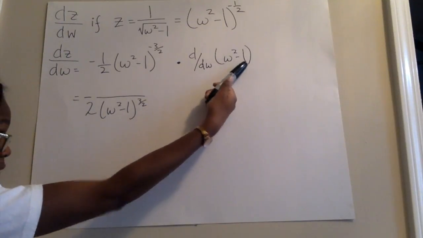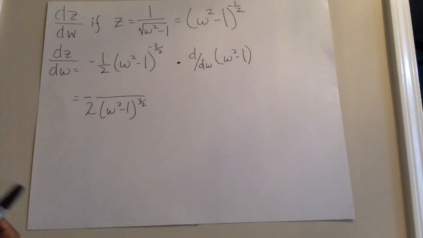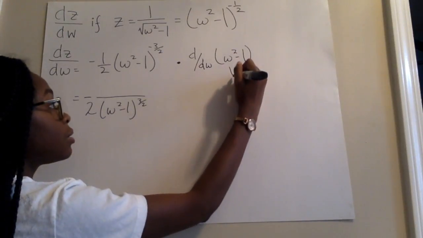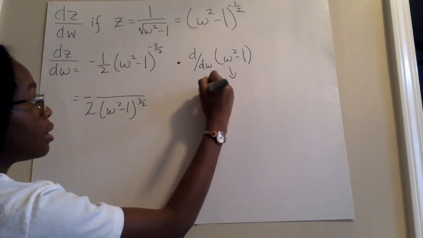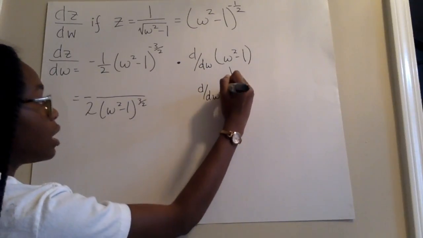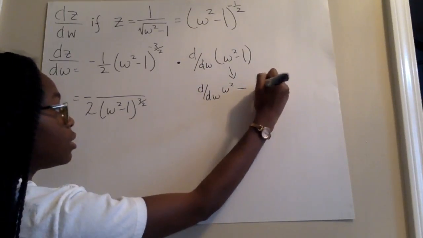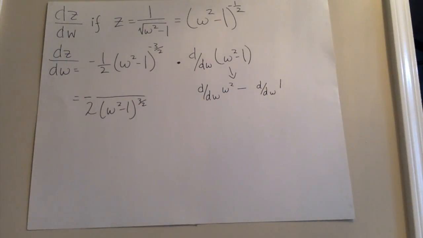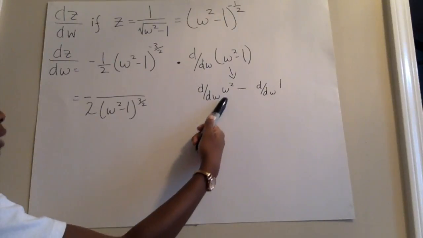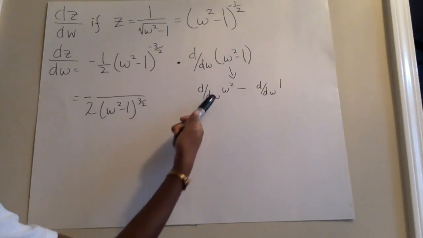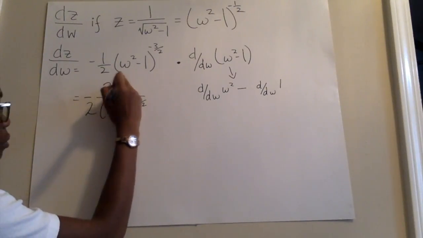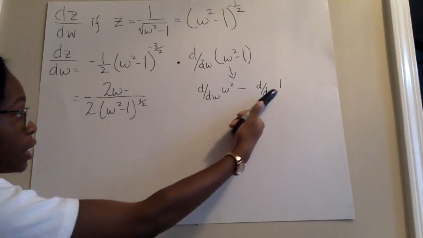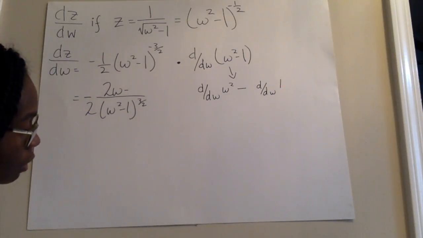w squared minus 1. The derivative of w squared minus 1 can be rewritten as the derivative of w squared minus the derivative of 1. The derivative of w squared is 2w, and I'm just going to write it over here, minus the derivative of 1 is 0 because the derivative of any constant is 0.